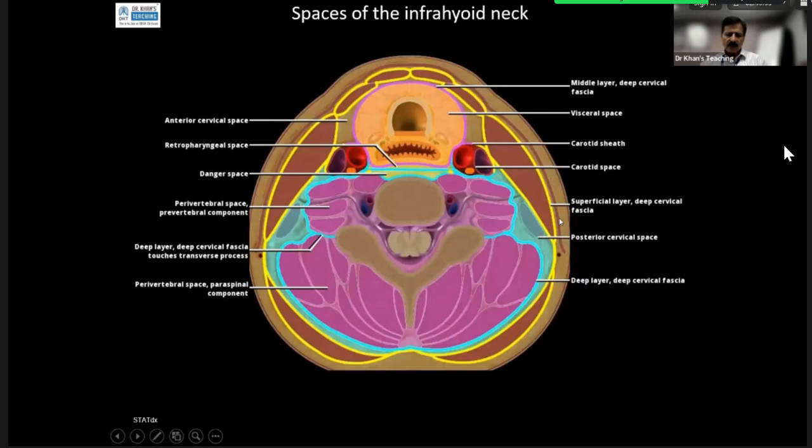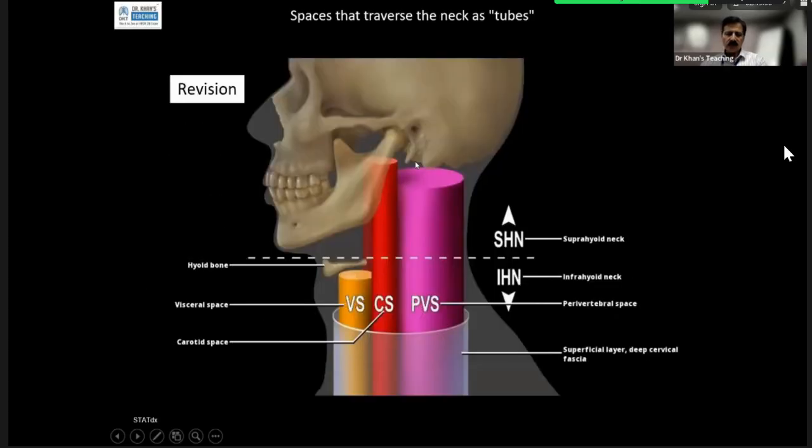So in infrahyoid neck, this is the level of the thyroid gland. You can see that this is thyroid gland and this is trachea. This is esophagus. These are parathyroid. Now here is the carotid space. So there are many things within the visceral space. So part of the visceral space we are going to cover today. And please remember that many of these spaces act as tubes. So they go up and down like carotid space, the visceral space, the perivertebral space.